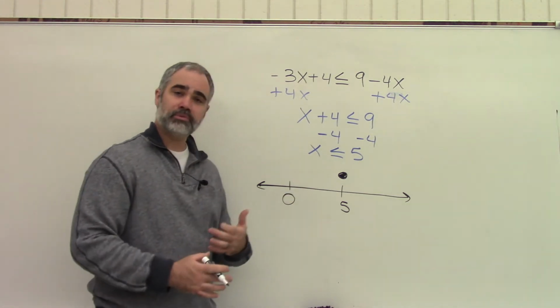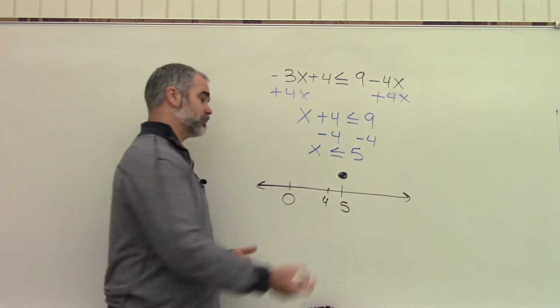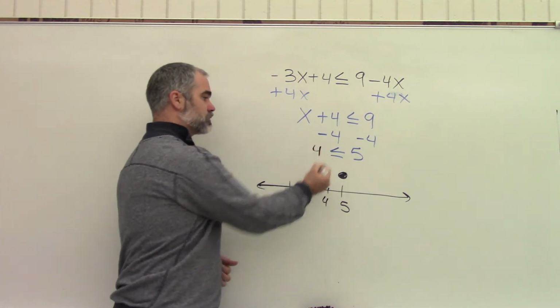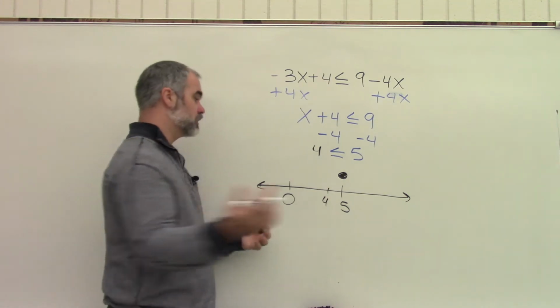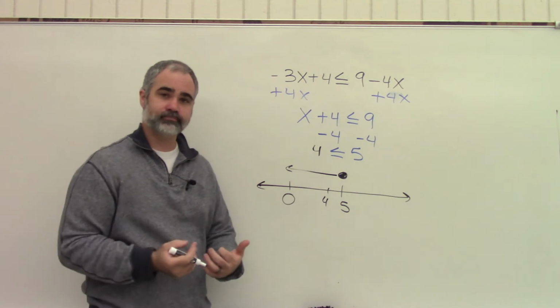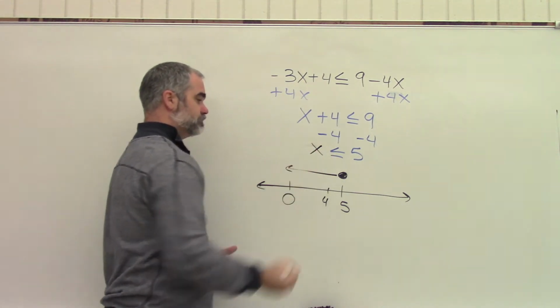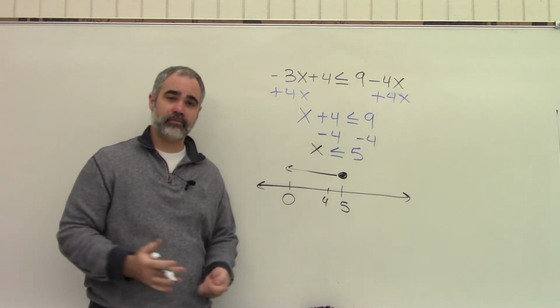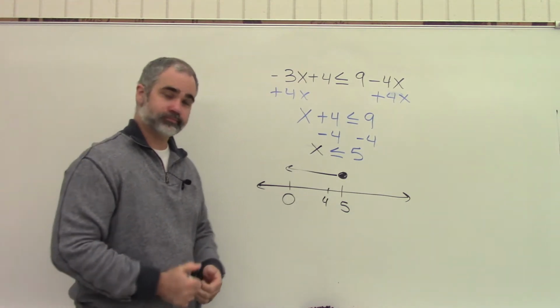And if you ever get tripped up on this, just pick a number. Let's pick 4, for example, and see if this is true. Is 4 less than 5? Yeah, that's true. So my arrow should go towards the things that are true. Not too bad, right? It can get more complicated, so stay tuned.